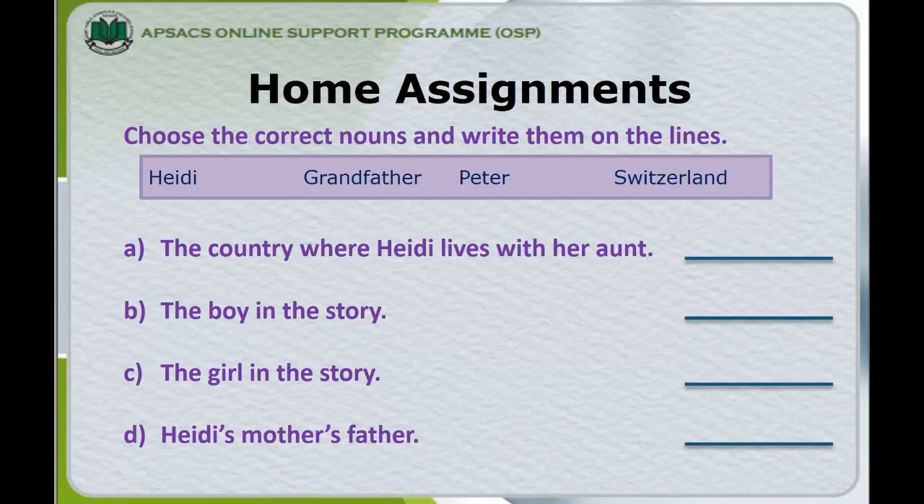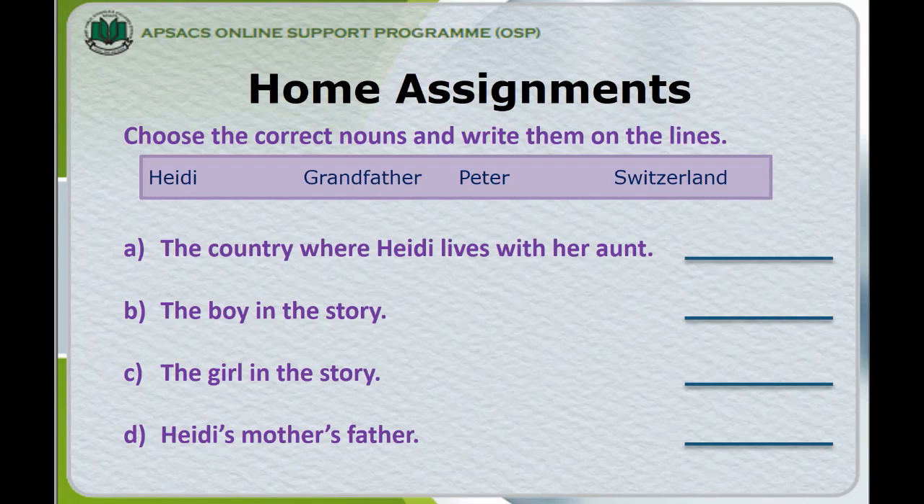Okay students, now here's the home assignment for you. Choose the correct nouns and write them on the lines. The nouns are Heidi, grandfather, Peter, Switzerland. A. The country where Heidi lives with her aunt. Remember, we have studied in the text. What is it? Yes, Switzerland.